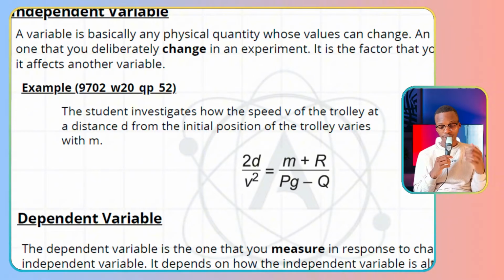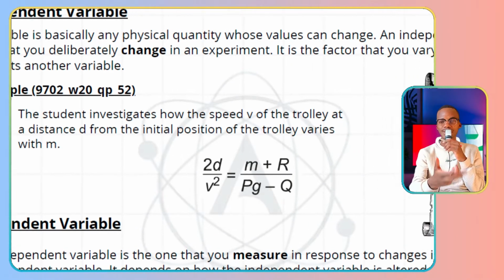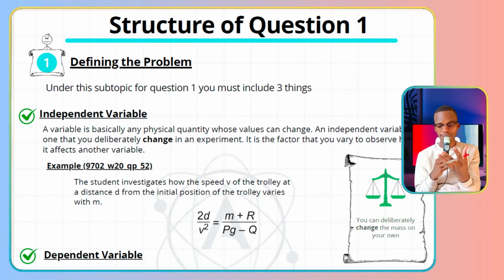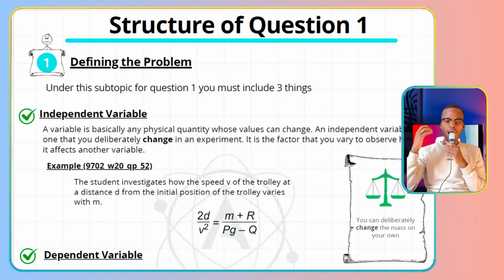So in this question, if you want to identify the independent variable, you can easily see that you can't deliberately change the speed. You can't do that, right? It's a consequence of changing the mass. By changing the mass that's pulling the trolley, you can change the speed. So you can see that the independent variable is the mass. You can deliberately change that. And that becomes your independent variable, right?